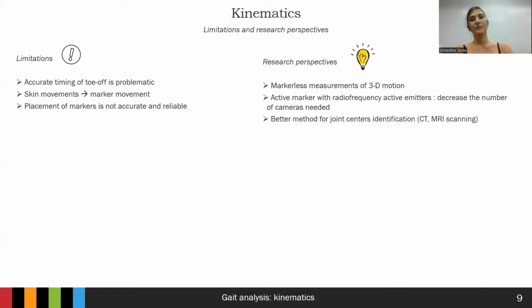And then there is a need for a better method for joint centers identification. Like I talked about previously, to identify the joint centers, you can use several markers at the bottom of the foot, or you can just define the center of rotation, for example. But you can also use CT or MRI scanning.